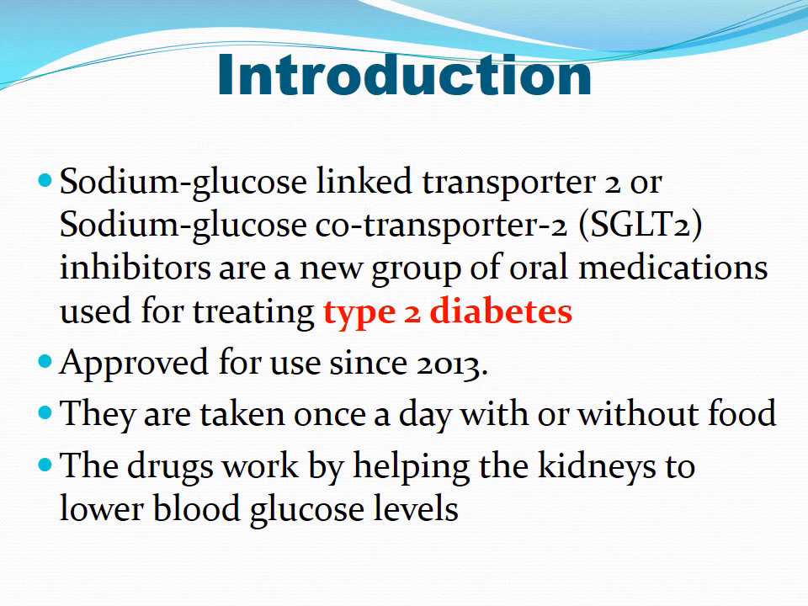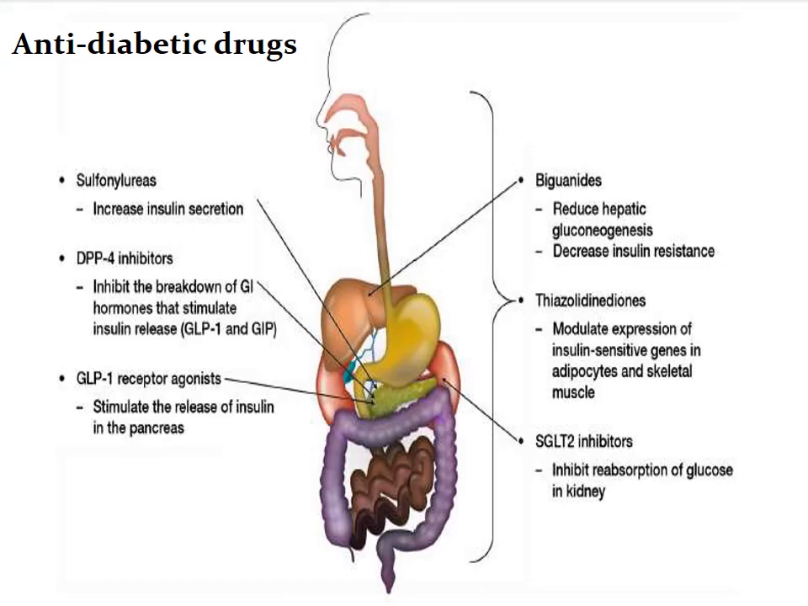This group of drugs acts mainly on the kidneys to lower plasma glucose level. Anti-diabetic drugs in general, as we talked about before, include sulfonylurea, dipeptidyl peptidase inhibitors, glucagon-like peptide 1 receptor agonists, biguanides, thiazolidinediones, and the last group is SGLT2 inhibitors. They act mainly on the kidney, leading to inhibition of reabsorption of glucose from renal tubules.